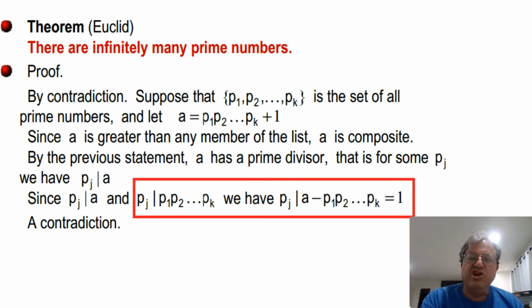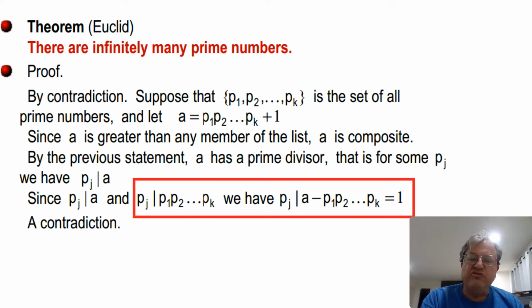Now, here's the trick. Take the product of all the primes and add 1 to that product. So you define the number A, which is the product of the K primes, plus 1. A is obviously bigger than any number on the list, so since we assume that these are all the primes, A has to be composite. And by the unique factorization theorem, or the fundamental theorem of arithmetic, we know that since A is composite, it has a prime divisor. So there's some prime Pj that divides A.